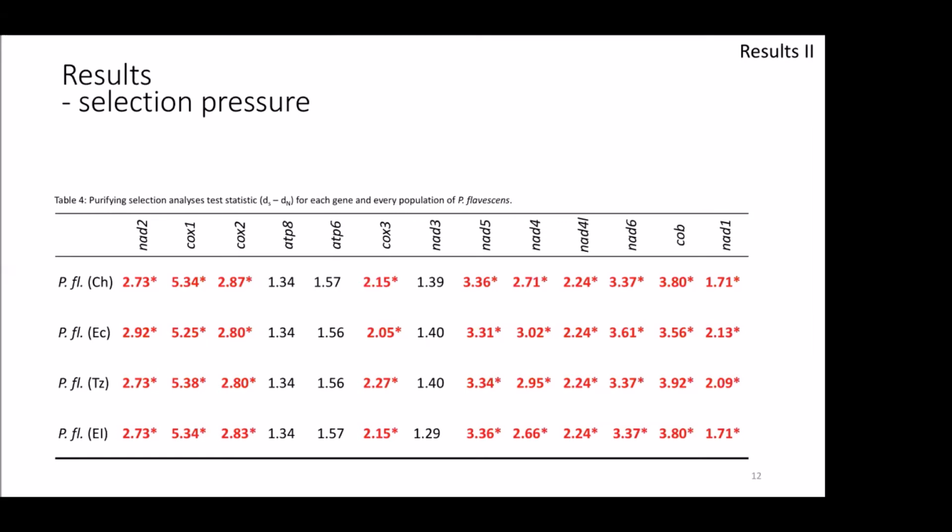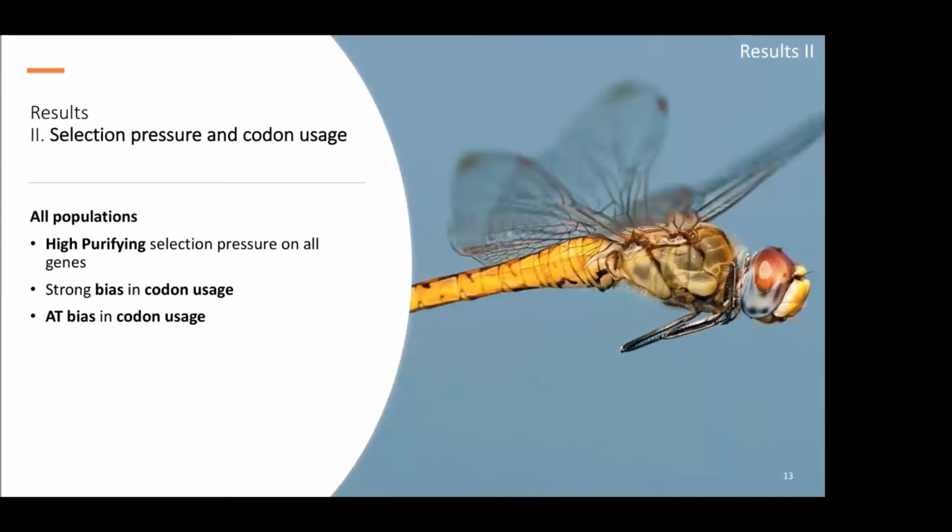And what we can see here is that all four populations show really high purifying selection pressure in all of the 13 protein coding genes, and all of them more or less show the same values. So we have really high purifying selection on all of my genes, and I didn't show you the results yet, but there was even a strong bias in codon usage and a strong AT bias in the codon usage in all of our four populations.